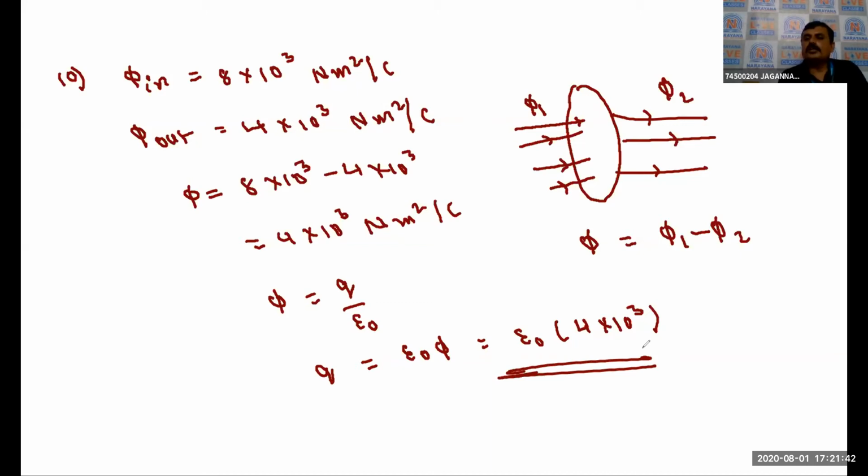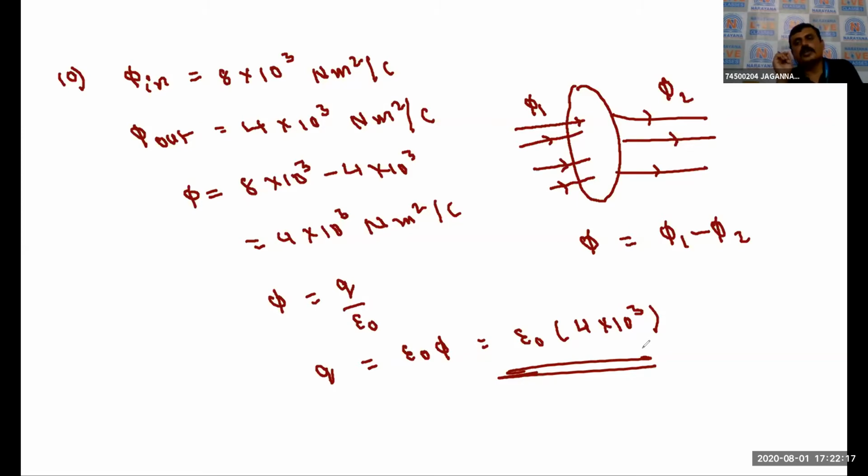If it is given as a numerical, then what to do? You have to substitute the epsilon naught value also. What is the epsilon naught value? 8.85 into 10 power of minus 12. Then 8.85 into 4, we get 35 point something, 35 into 10 power of 3 into 10 power of minus 12, which is almost 35 point something into 10 power of minus 9.